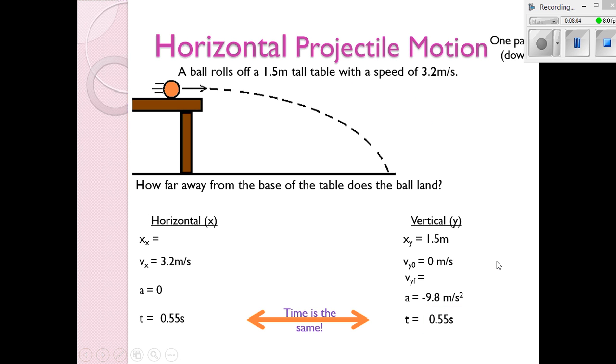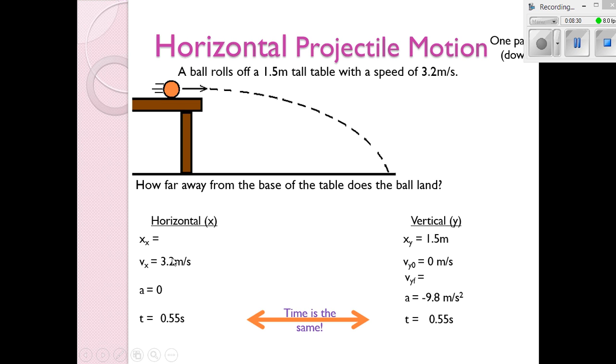If we have this same problem, so notice I just transferred the information over, but this time we're going to be looking for, well, how far away from the base of the table is that ball going to land? Okay, so when I look at this, I just transferred the information. We calculated 0.55 seconds in the last problem. Time is the same. Vertical, horizontal, that's going to be our connecting piece. So the time is the same here.